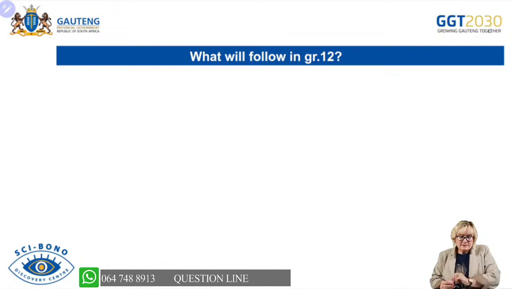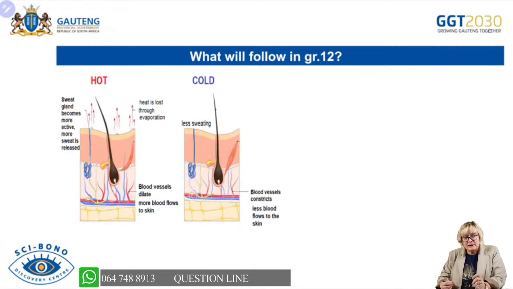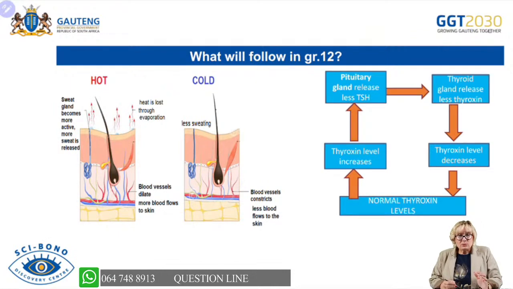And now the question is, if I must know all of this now, what will I do in grade 12 on this topic? In this topic, you're only going to add 2 things. You've done more than 2/3 of the topic already in grade 11. So what are you going to do next year? You're going to learn about temperature regulation in the body. How does the body react on a hot day and on a cold day? And you're going to look at your thyroid gland that is situated here in your neck, and then the secretion of thyroxine that plays a role in our bodies. And that brings us to the end of today's lesson.